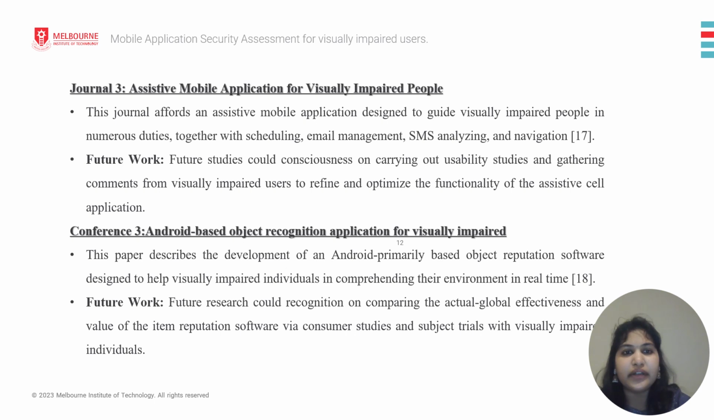The future work is focused on carrying out usability studies and gathering comments from visually impaired users to optimize the functionality of the assistive mobile application. Coming to the Conference 3 paper, an Android-based object recognition application for visually impaired users. This paper shows object recognition software designed to help visually impaired users comprehend their environment in real time. Future work is the actual real-world effectiveness and value of the object recognition software via consumer studies with visually impaired users. Next slide continues with Kirtan.